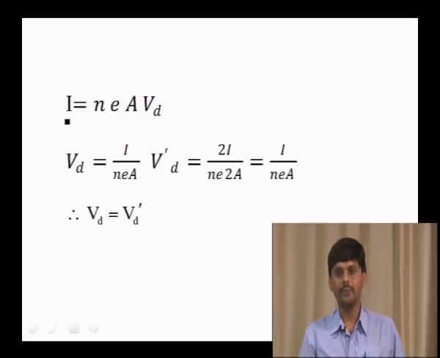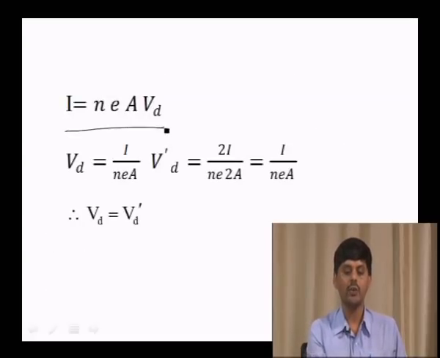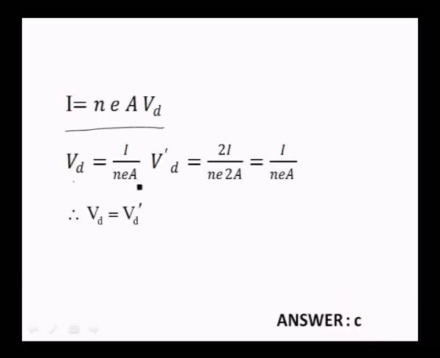For the solution, we have an expression: current is equal to NEA Vd. Rearranging this equation, we can write drift velocity is equal to I divided by NEA. After the change in area and the current, the new drift velocity is Vd dash.